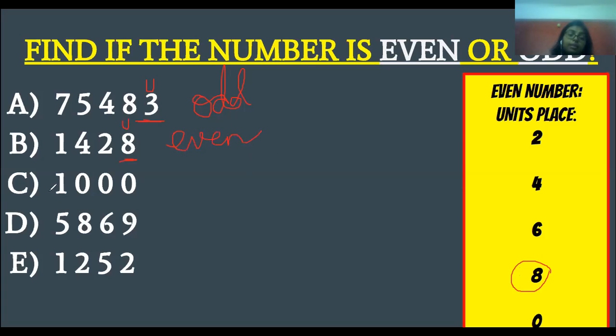Simple. The number we have next is 1000. We have 0 in the units place, and we know that 0 is an even number. So I'm going to write here even. 5869. What is there in the units place? The units place has 9. We know 9 is not an even number. 9 is an odd number. So we're going to write here odd. 1252. We know 2 is definitely an even number because it is already a 2. So I'm going to write here even.